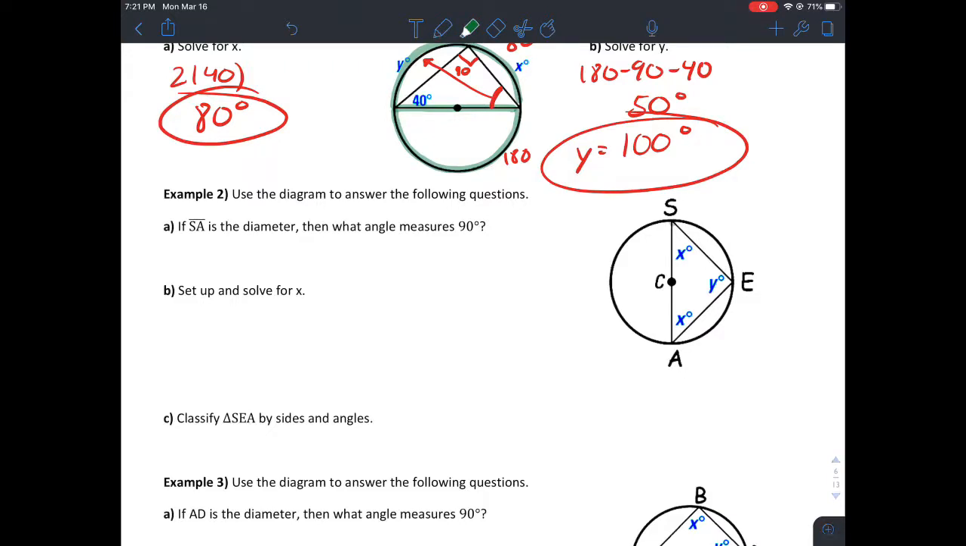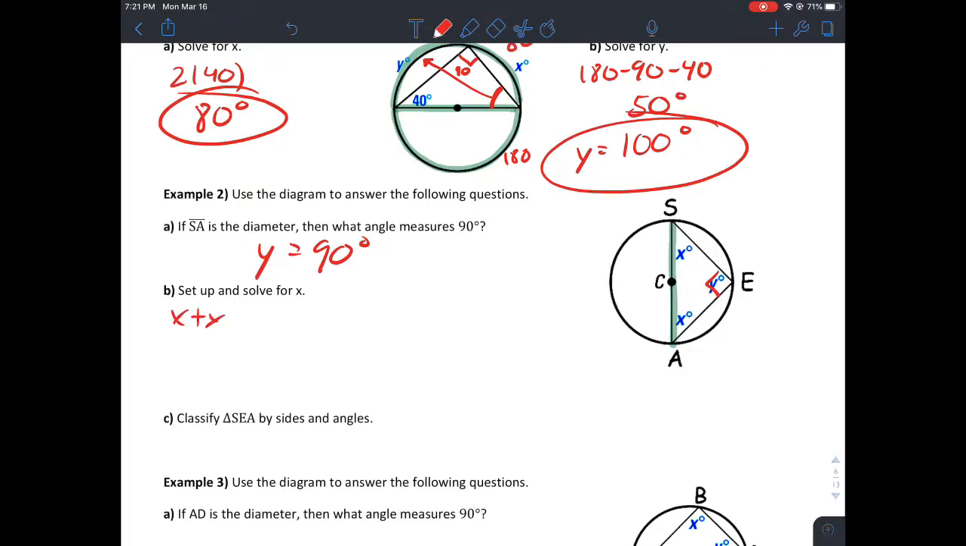So for example 2, it says if SA is the diameter, then what angle measures 90 degrees? Well, we know that our 90 degree angle would be y, right? So we could say y equals 90 degrees. Now it says go ahead and solve for x.